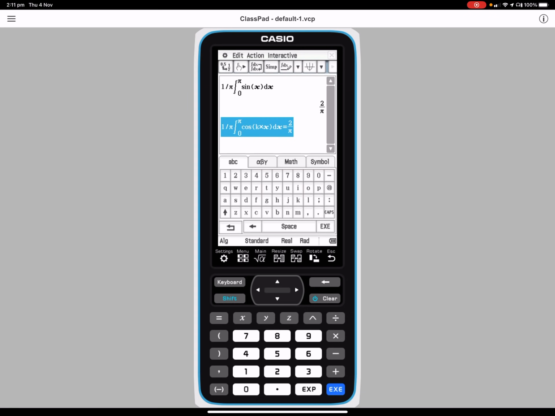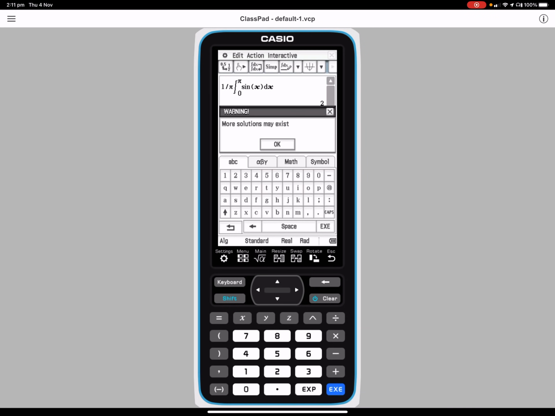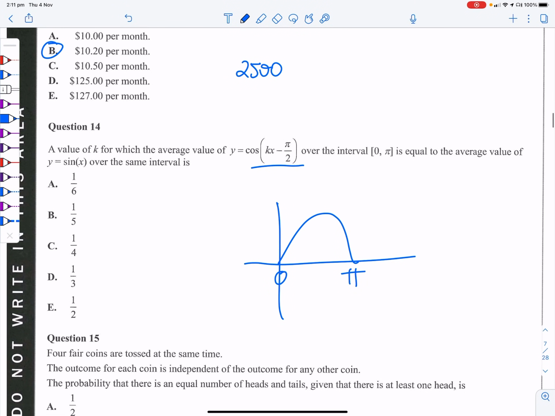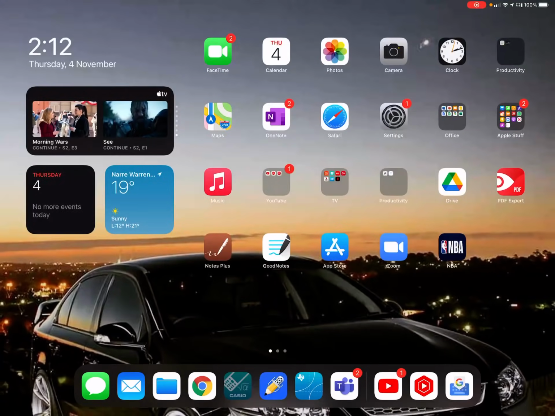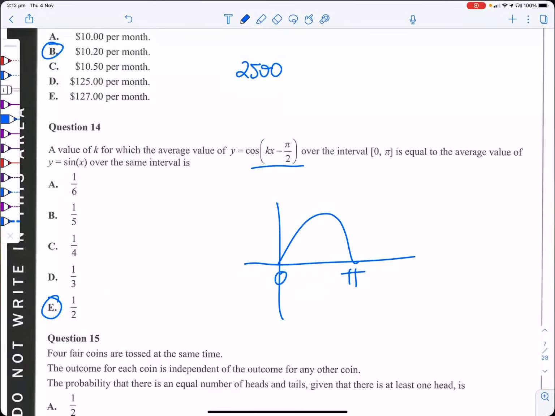We want to solve for k. Negative a half or a half? So it's not negative, and that's because when you're reflected in the y-axis, it's probably similar. So here, if we try this and we said 1/2, we get 2 on pi, so we know that's correct.